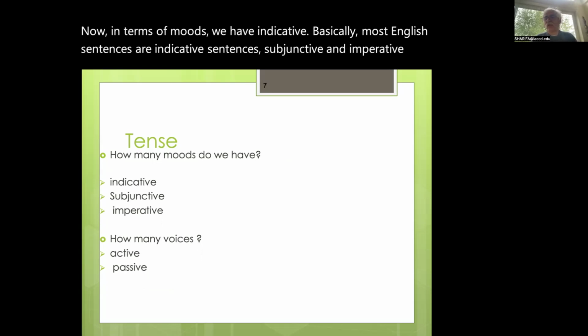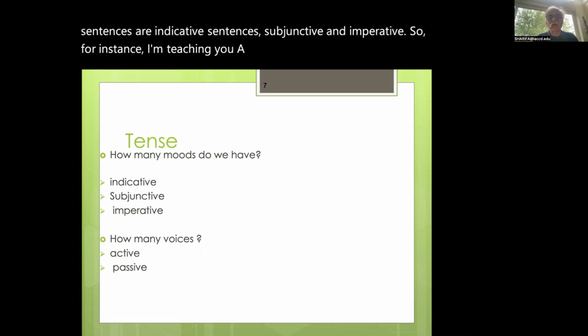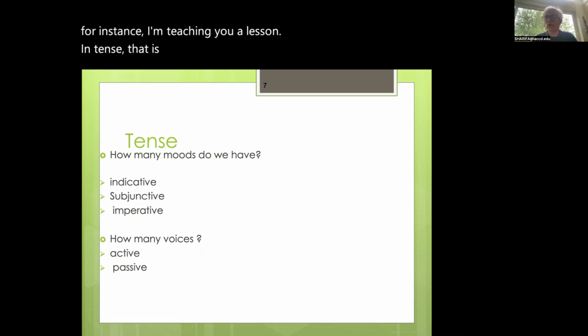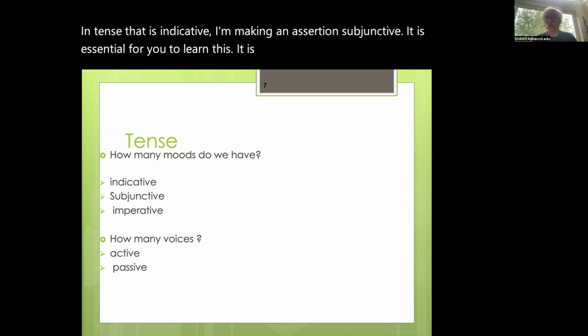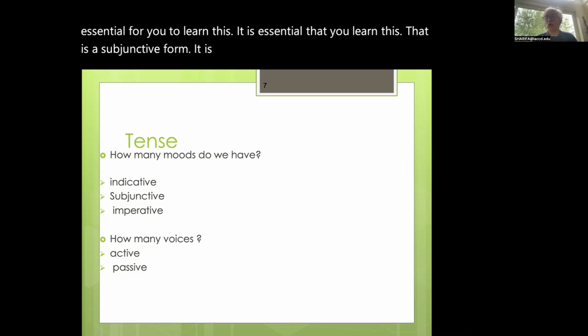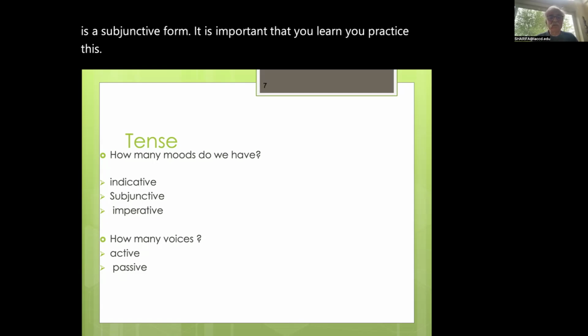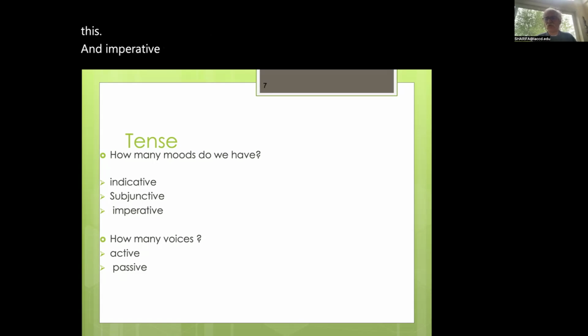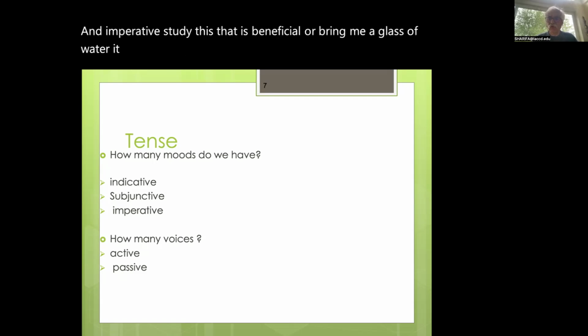So, for instance, I'm teaching you a lesson in tense. That is indicative. I'm making an assertion. Subjunctive, it is essential for you to learn this. It is essential that you learn this. That is a subjunctive form. It is important that you learn, you practice this. And imperative, study this. It is beneficial. Or bring me a glass of water. It is imperative. You order someone, you request something to be done.